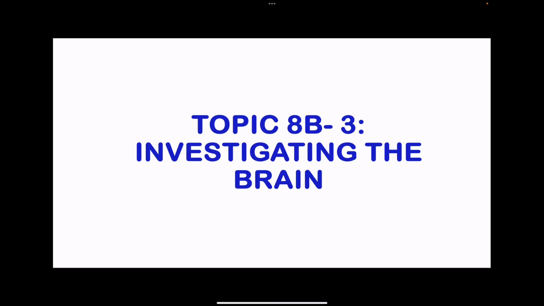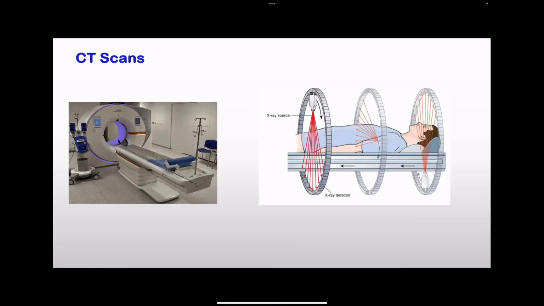Going on to topic 8b3, investigating the brain. The brain can be investigated using CT scans. We can use MRI, functional MRI, as well as PET scans or positron emission tomography. So I'm beginning with the CT scans. CT scans use tiny beams of X-rays to image areas of the tissues like we can see here.